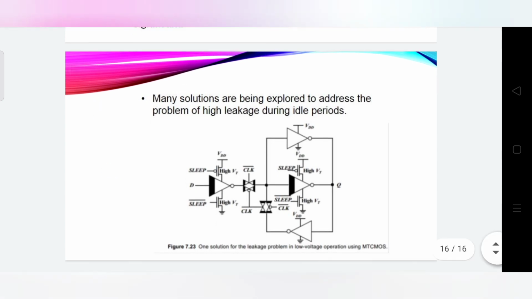During normal mode of operation, the sleep devices are turned on. When the clock is low, the D input is sampled and propagates to the output. When the clock is high, the latch is in hold mode. The feedback transmission gate conducts and the cross-coupled feedback is enabled. Note that an extra inverter is needed for storage of state when the latch is in the sleep mode.